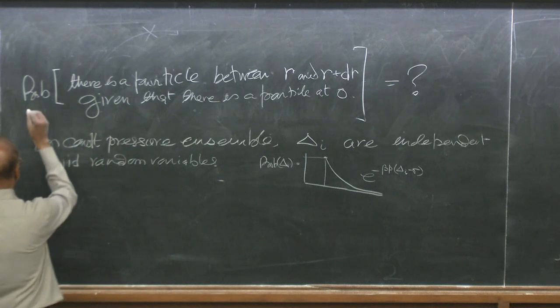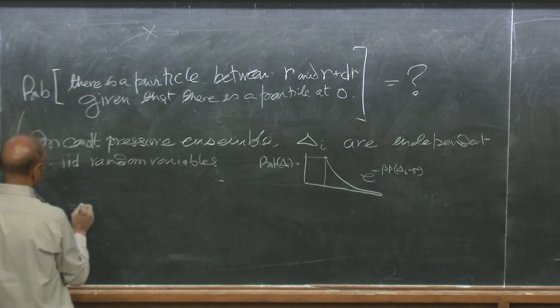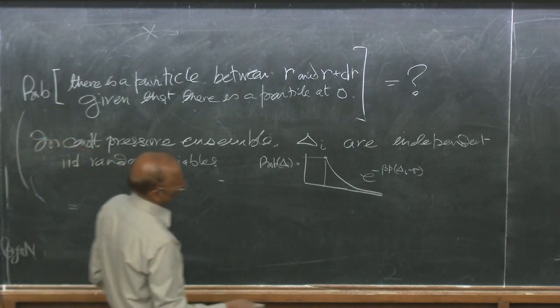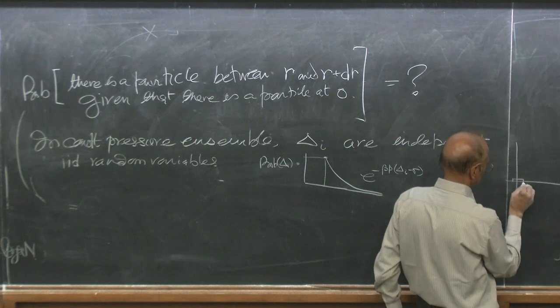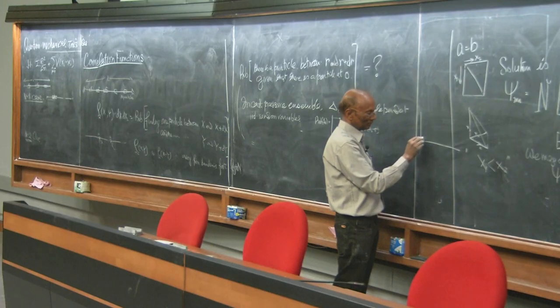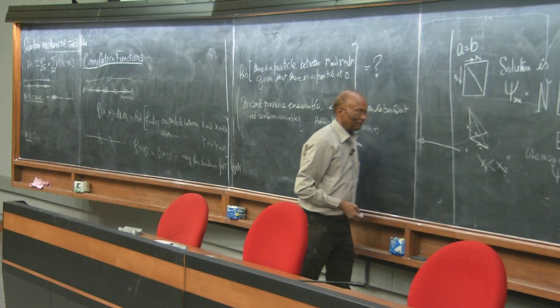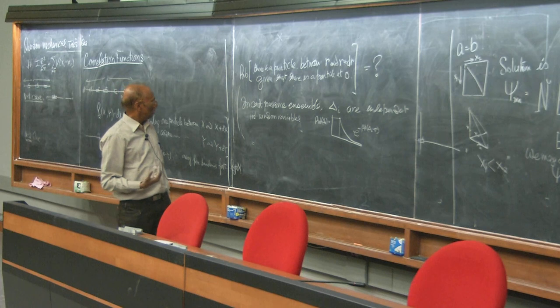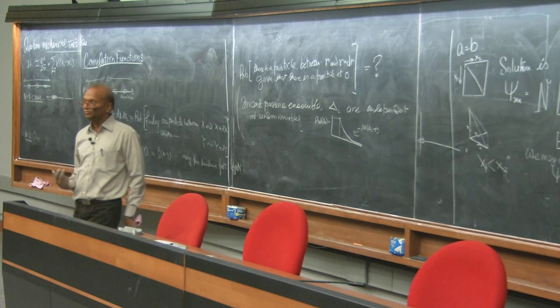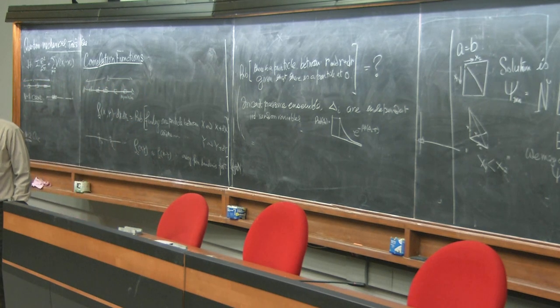So this quantity is equal to, well, suppose there is, in our problem, one particle here, and I'm asking what the probability is that the second particle is here. Then the answer is zero, you cannot have it. So I guess my R should be bigger than sigma, otherwise the answer is zero.